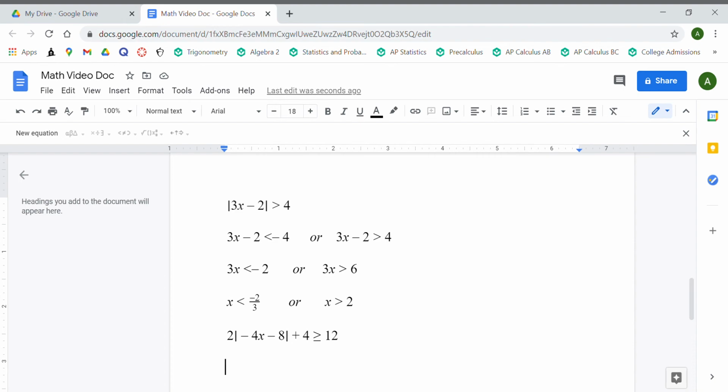Alright, so we have 2 times the absolute value of negative 4x minus 8, plus 4, set to be greater than or equal to 12. So this is kind of like a two-step equation where we need to get this by itself. In order to do that, we first need to subtract 4 on both sides.